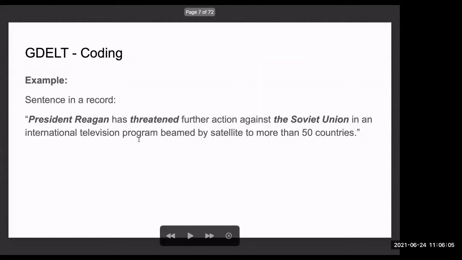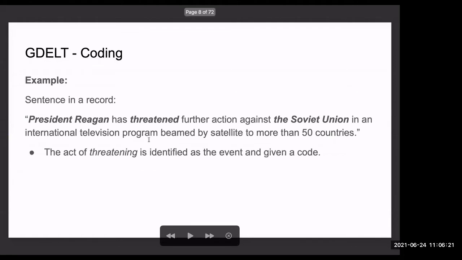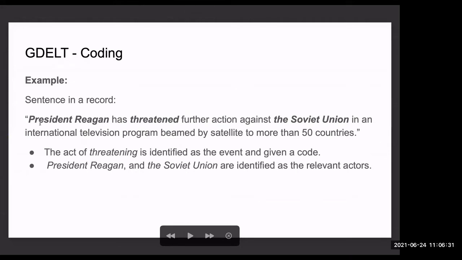Let's look at an example. Let's say we have a record, and in this record we have this sentence, that very actual example, that President Reagan has threatened further action against the Soviet Union. So in this coding framework, they identify the act of threatening as the event, and also identify President Reagan and the Soviet Union as the actors relevant to this event.